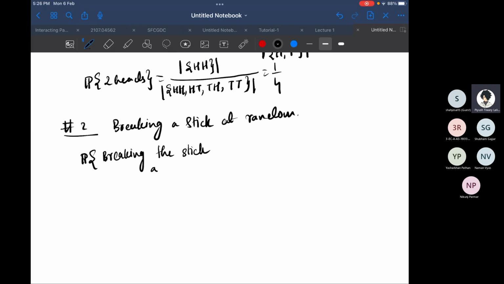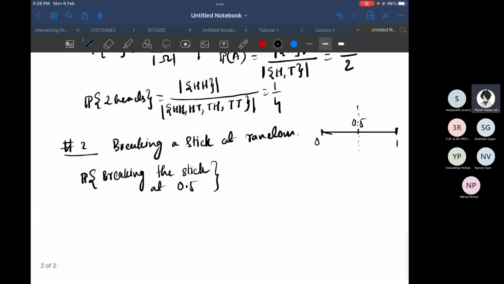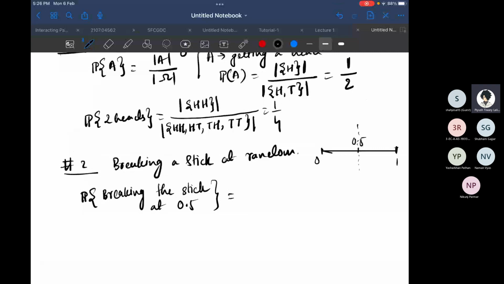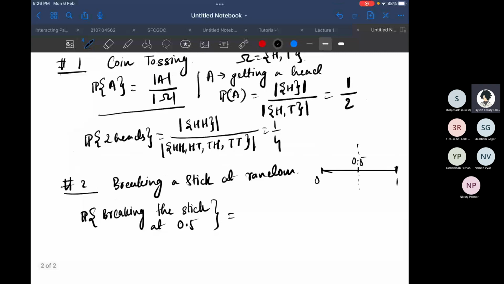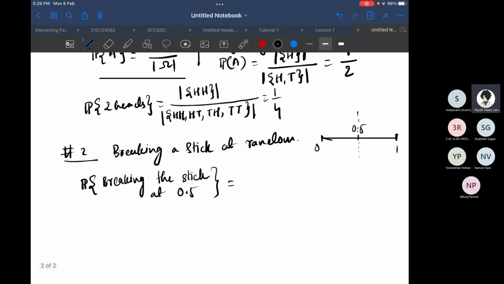Remember, we had a stick like this. You have 0 here, you have 1 here, and here is 0.5. I'm asking, you break the stick randomly at any point, and I'm asking you, what is the probability that it breaks exactly at 0.5? Now you say, okay, what I will do is apply these kinds of formulas that we had here. I will use this type of formula. And I said, okay, go ahead.